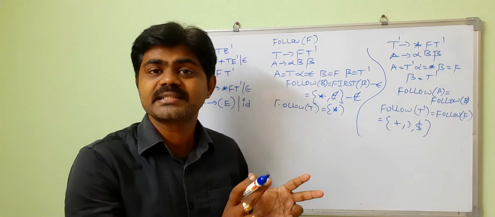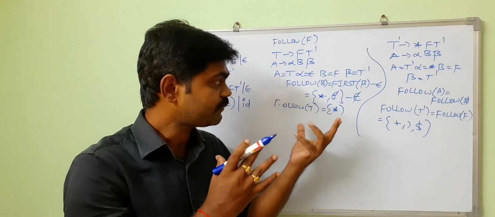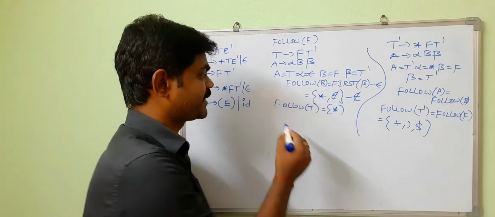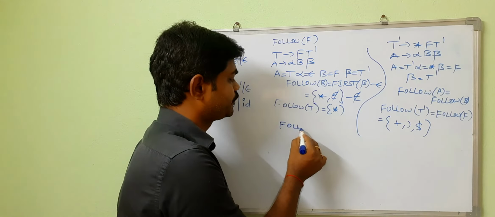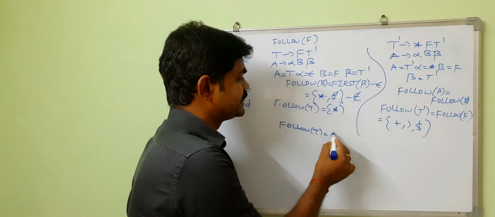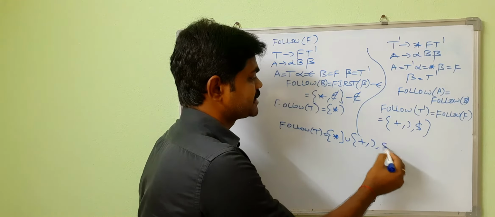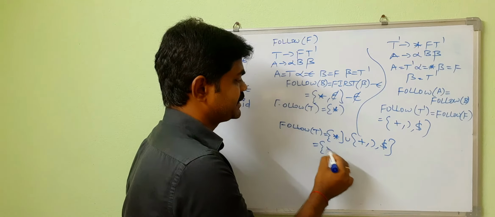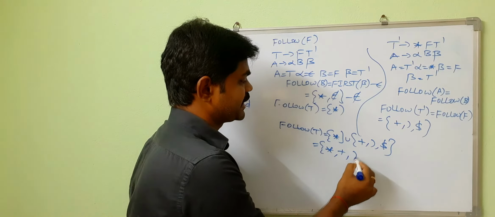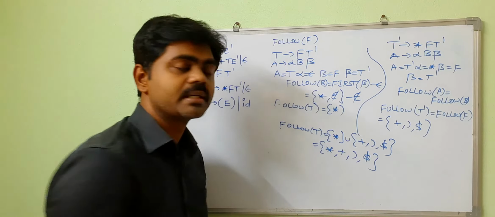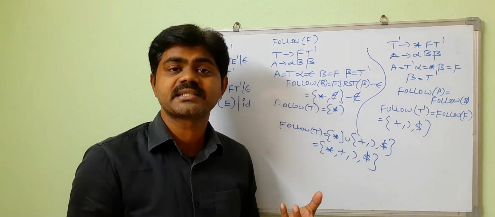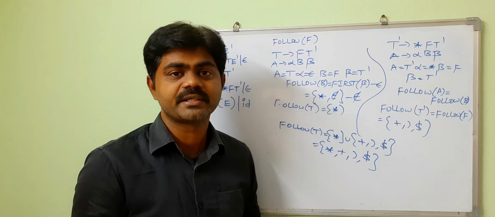So now we got two answers here. Now union those two answers, and finally we get follow of T equal to star union plus, right parenthesis, dollar, and finally we get star, plus, right parenthesis, comma dollar. So in this way we find out the first and follow function.